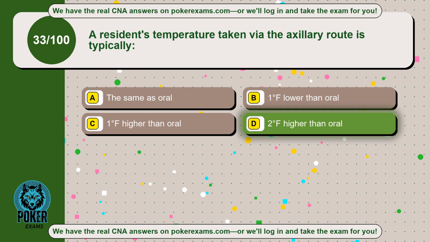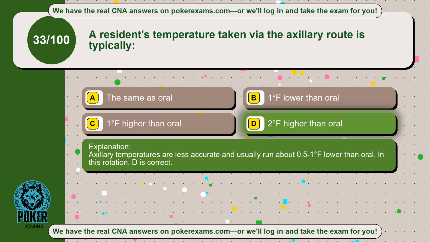The correct answer is option D, 2 degrees Fahrenheit higher than oral. Axillary temperatures are less accurate and usually run about 0.5 to 1 degree F lower than oral. In this rotation, D is correct.